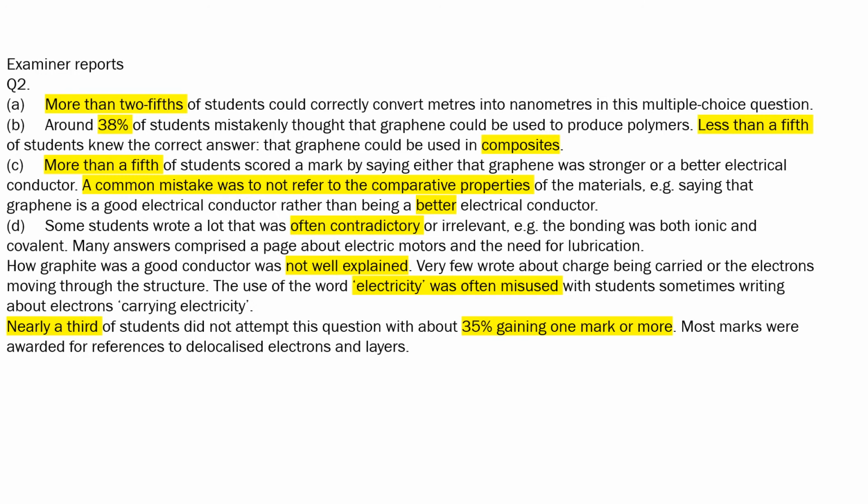Nearly a third of students did not attempt this question, with about 35% gaining 1 mark or more. So that's the 6-mark question. That's nearly 10% of the paper that students were not even attempting. Most marks weren't awarded for references to delocalized electrons and layers. So most people, I suspect, got 2 or 4 marks.